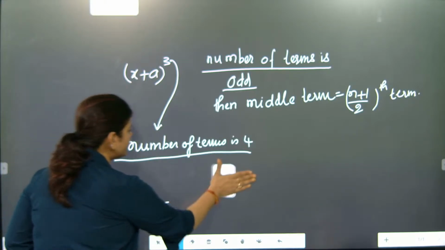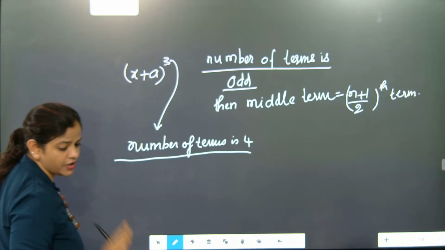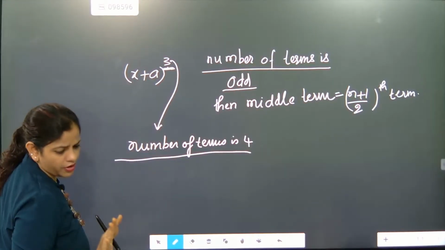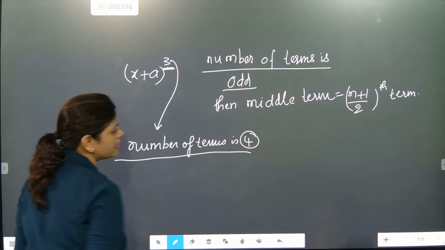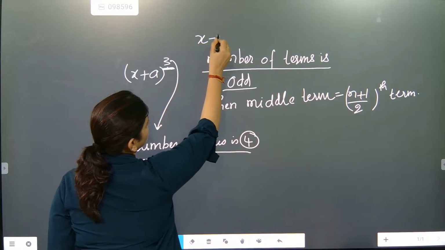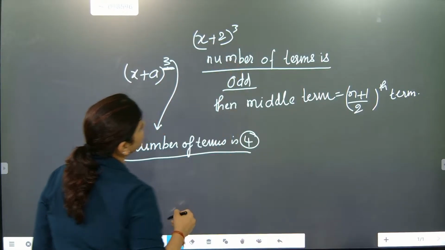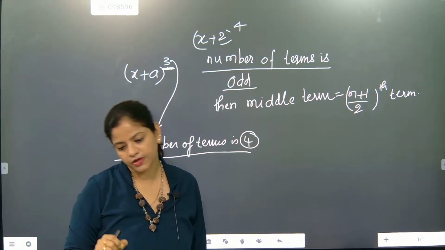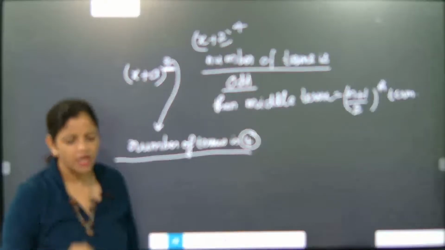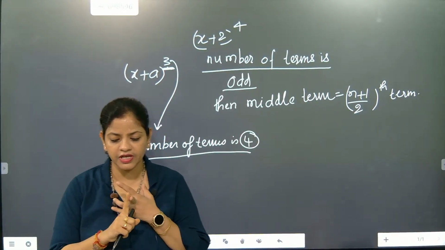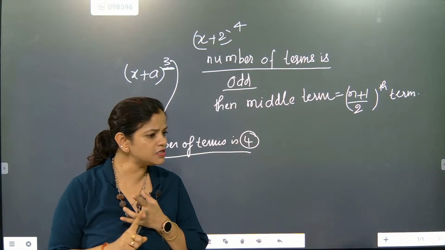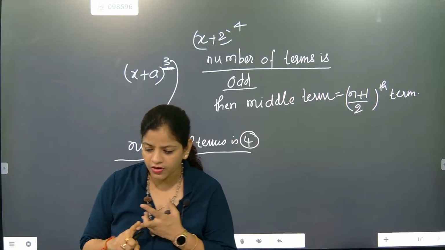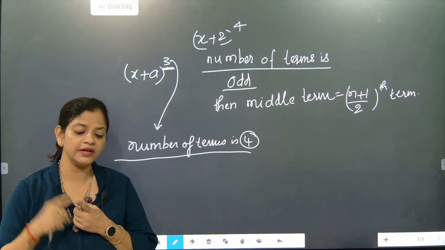Whatever you write here is very much countable. Here the degree is odd and the number of terms is coming as even. When the degree is even, like x plus 2 to the power 4, then the number of terms will come odd. That's the most important catchword, where the number of terms and the degree are clashing. So the number of terms will always be one greater than the degree.